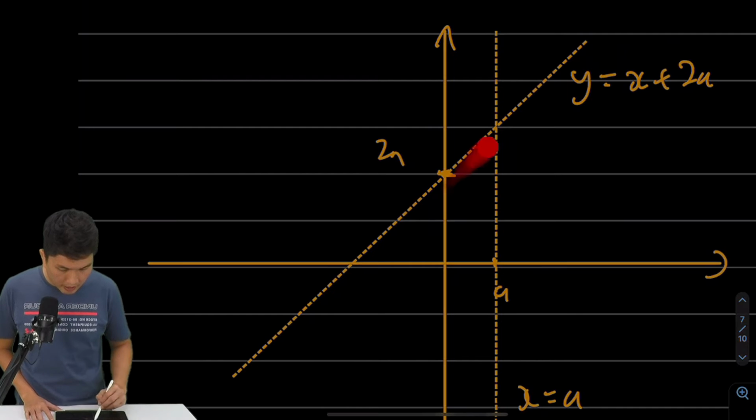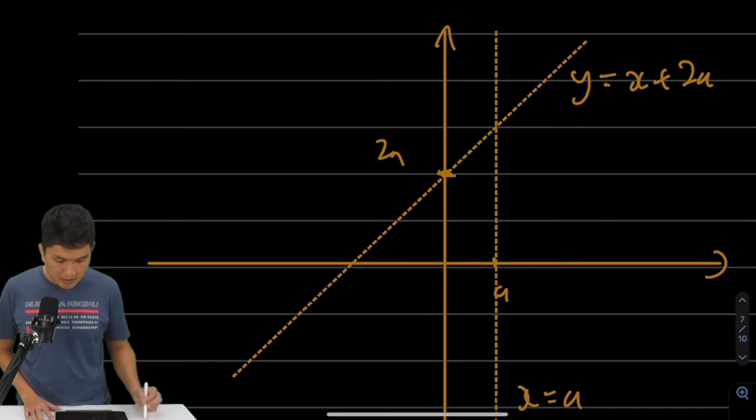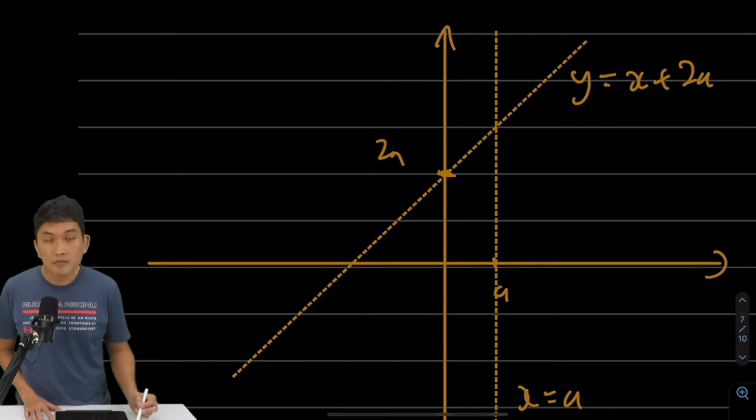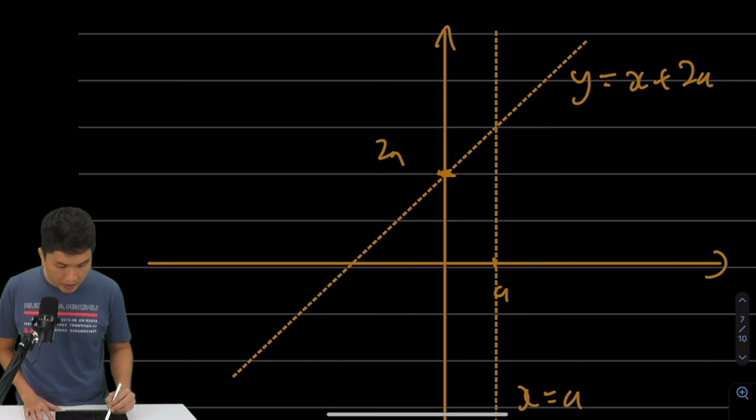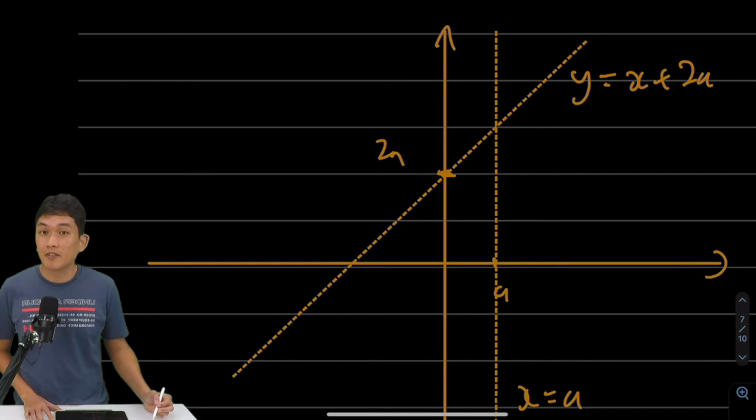Right, my first asymptote is this line over here. Right, y equals x plus 2a, gradient of 1, intercept of 2a. Right, sometimes the graph may cross over, but for large parts of the graph, it will never touch this line. That's my first asymptote.